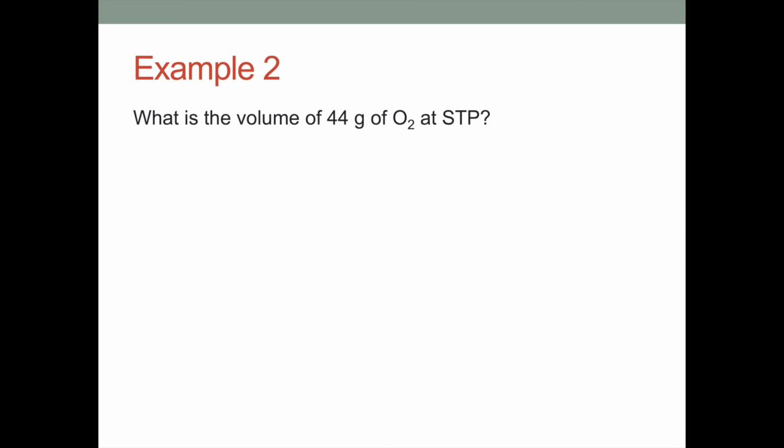Now I could also say, what is the volume of 44 grams of O2 at STP? So now we're using molar volume as one of our conversion factors within a larger stoichiometry problem. And it works the same way that we did stoichiometry before, just instead of using molar mass, or instead of using Avogadro's number, or instead of using a molar ratio, now we're using molar volume. So from here I'm going from grams to moles and then to volume. So I'm going to need molar mass first and then molar volume.